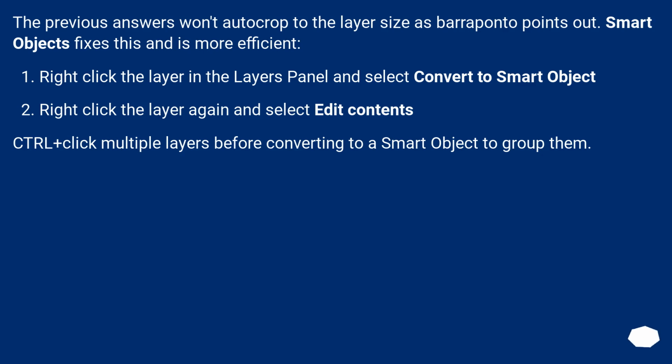The previous answers won't auto-crop to the layer size, as Baraponto points out. Smart Objects fixes this and is more efficient. Right-click the layer in the Layers panel and select Convert to Smart Object. Right-click the layer again and select Edit Contents. Ctrl+click multiple layers before converting to a smart object to group them.